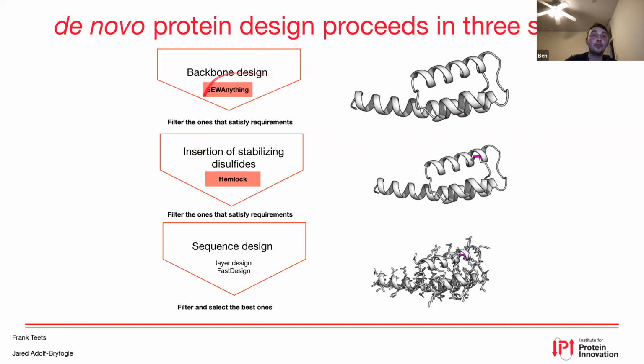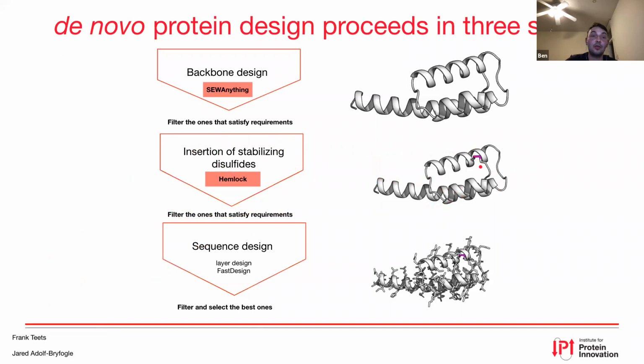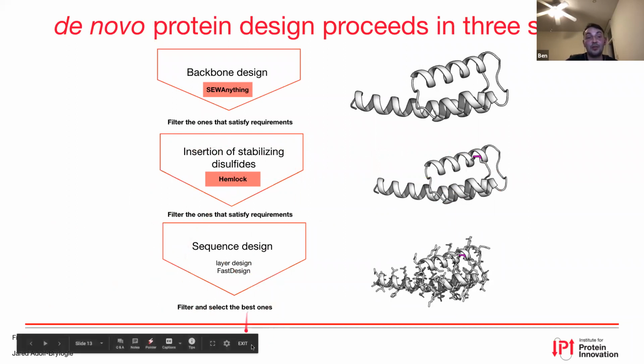But after this first step, we select the backbones that fulfill all the requirements we set. And then we introduce a C-terminal disulfide bond, where we use the Hemlock protocol that's also developed by Frank in our lab. And after we have successfully integrated this disulfide, we go to our Rosetta sequence design stage, where we use layer design and fast design to find sequences that can represent our backbone and fold up in the right conformation. And then we select and filter the best ones or the most desirable ones to test them.